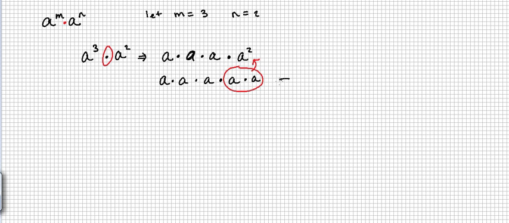What we do not get is 5a, because remember that would be a plus a plus a plus a plus a. And that is not what happened. There was never addition over here. It was always multiplication. So instead what we get is a to the 5th. And this is what we'll end up with because it was multiplied, not added together.